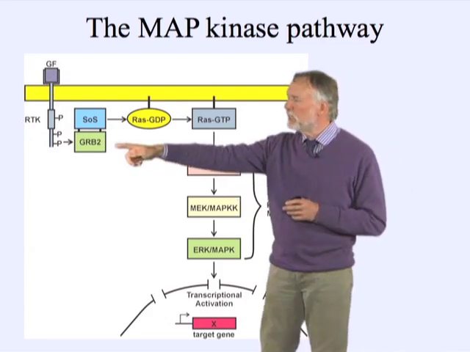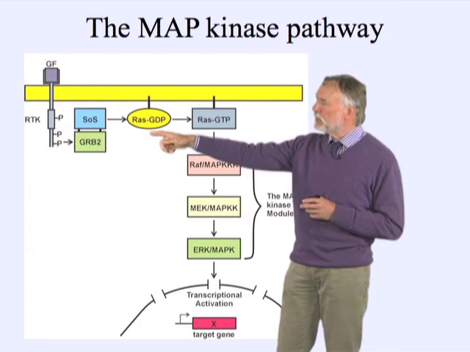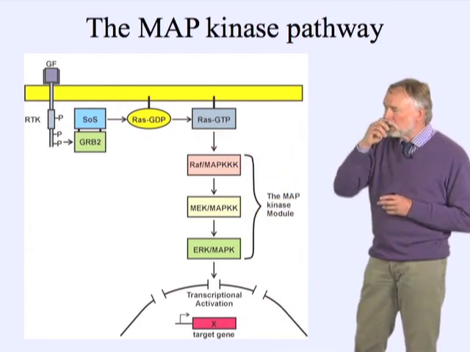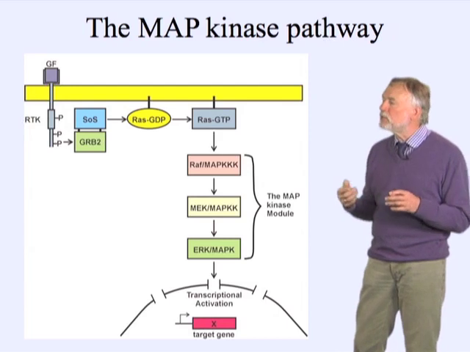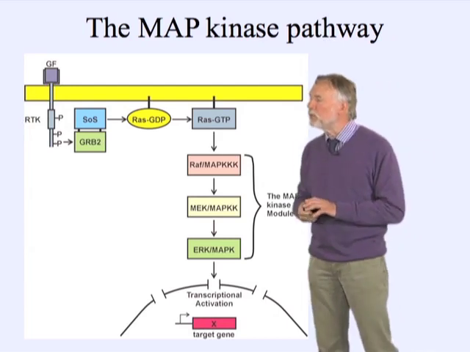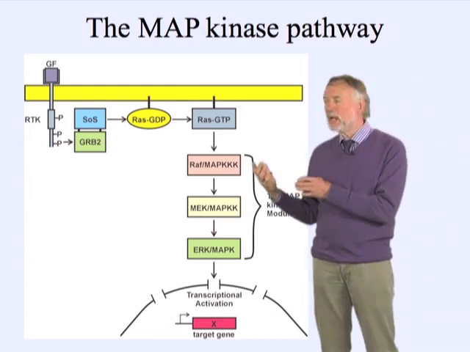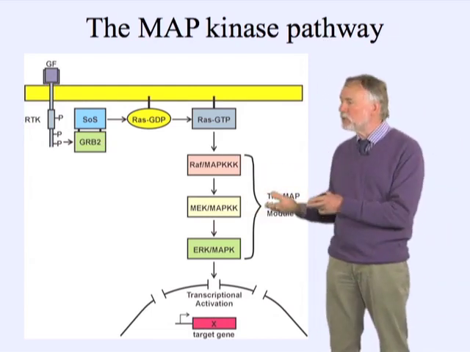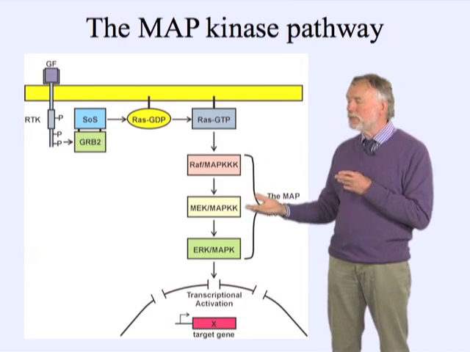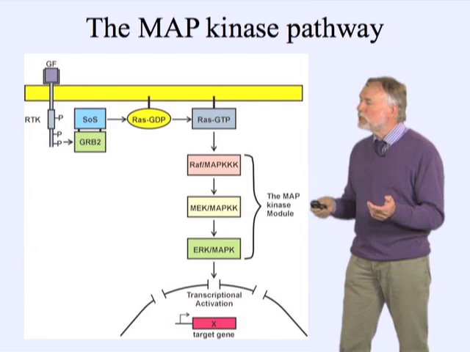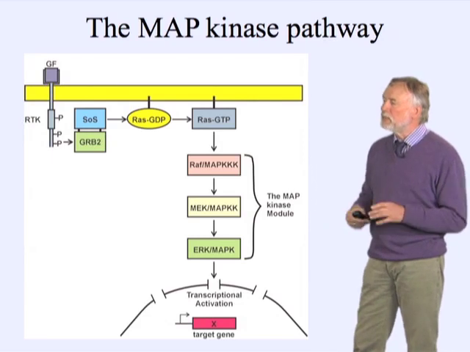It recruits the exchange factor SOS, which then activates Ras to the GTP-bound form, and then Ras interacts with the downstream component, which is RAF kinase, the starting kinase for what is called the MAP kinase module, where one kinase activates the next downstream kinase, which is called MAP kinase, and that activates MAP kinase, which then goes into the nucleus and activates transcription.